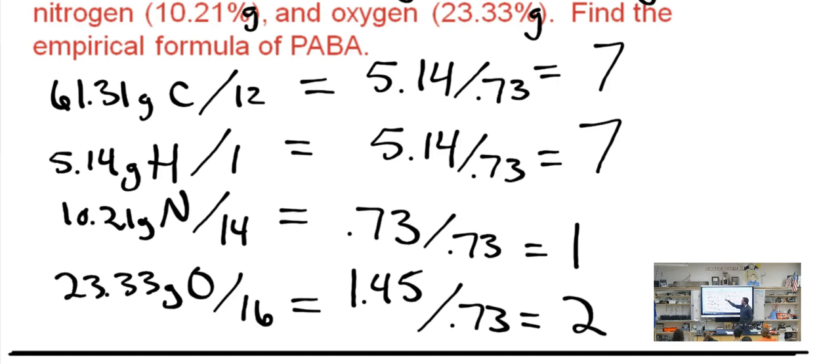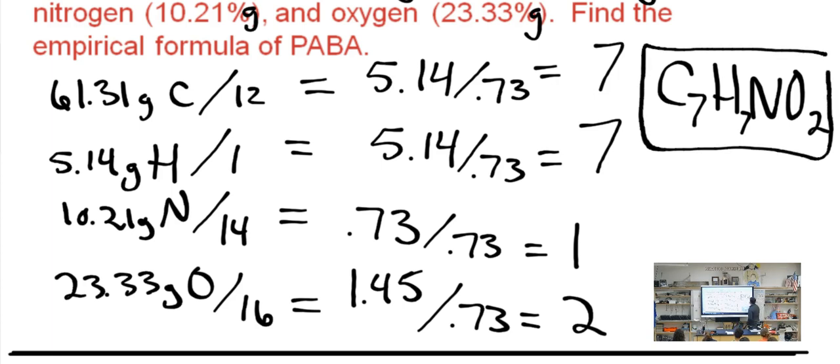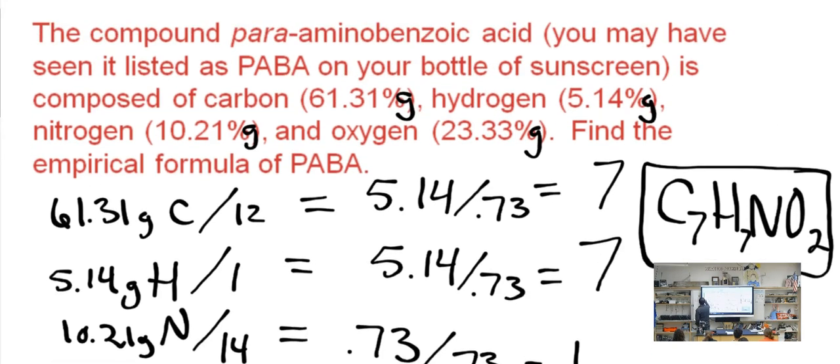There are 7 C's, 7 H's, 1 N, 2 O's. Thank you. C7H7NO2. That is your empirical formula for PABA. Okay? You should list them in the exact order as given to you.